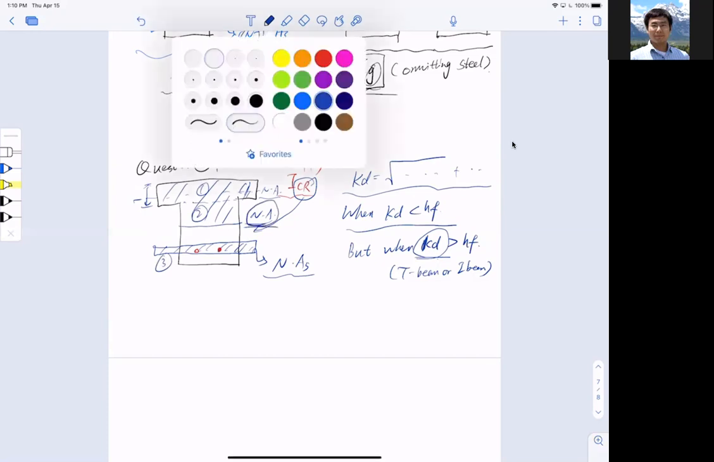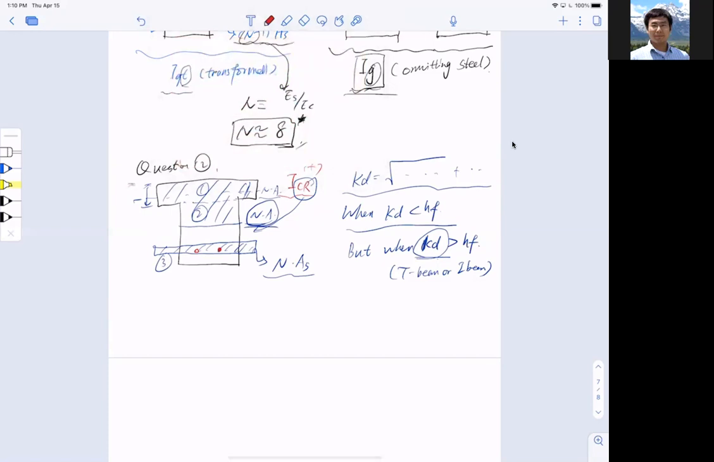By definition, the distance between the top fiber to the neutral axis is called y top, y bar top. Always, we like to use that. So that value should equal to what? The area of piece one, multiplied by the distance of the centroid of piece one to the top reference line here. So this is y1.